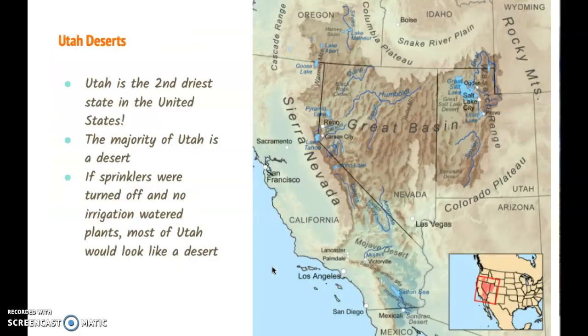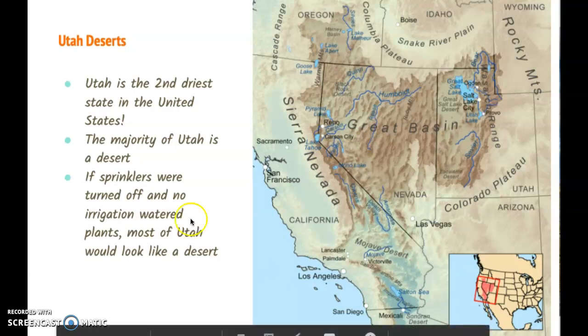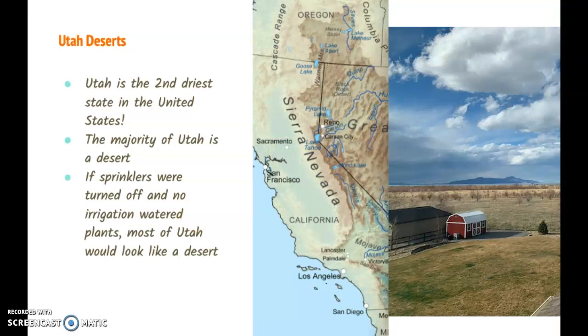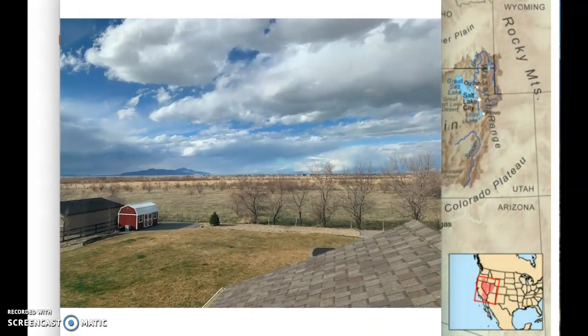All right, as we learned earlier this year, Utah is the second driest state in the United States. The majority of Utah is a desert. If we turned off the sprinklers and there was no irrigation, we didn't water our plants or our grass, most of Utah would look like a desert. It would go back to how it looked originally.